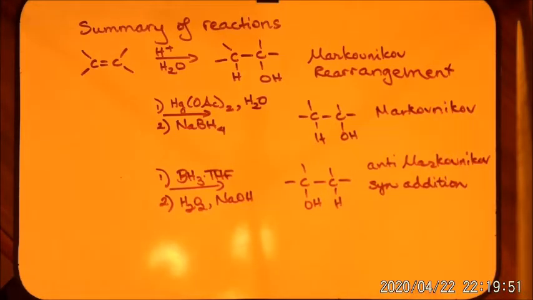Suppose you want an anti-Markovnikov addition of water, then you use hydroboration-oxidation conditions. You use BH3·THF for the first step, and you form the four-center transition state, followed by oxidation with hydrogen peroxide and sodium hydroxide. So you get an anti-Markovnikov product, and be aware that the hydroxyl group and the hydrogen have a syn addition, so you could get stereochemistry there.